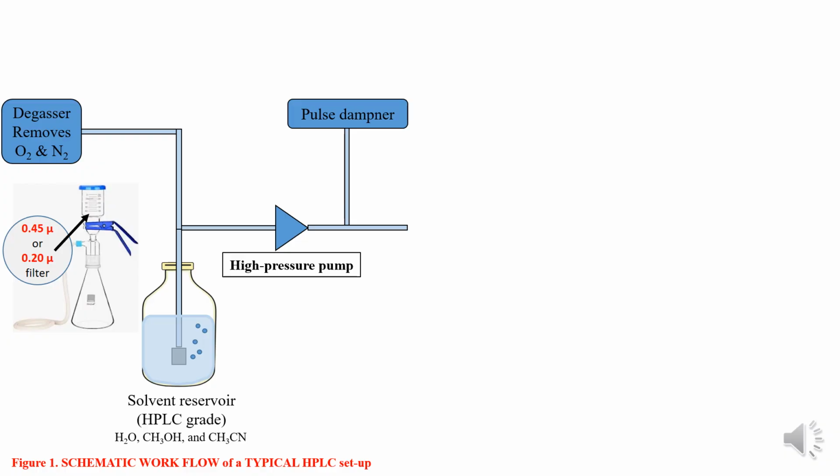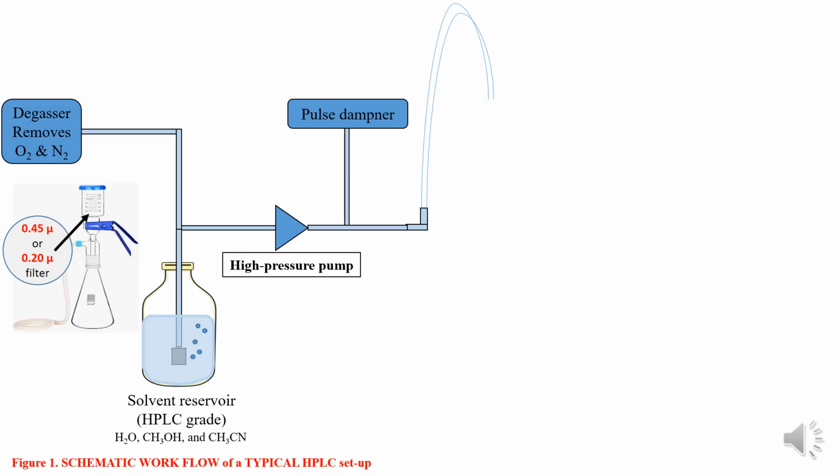A pulse dampener is located between the high pressure pump and the analytical column. The function or role of a pulse dampener is to dampen the pressure fluctuations generated by the high pressure pump. So basically, the pulse dampener smoothens the pressure fluctuations and makes sure that the solvent or the mobile phase flows through the column at a precise and controlled flow rate.